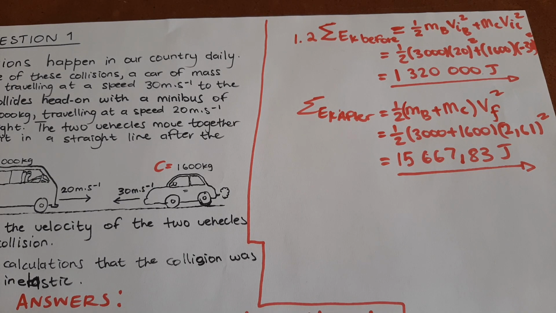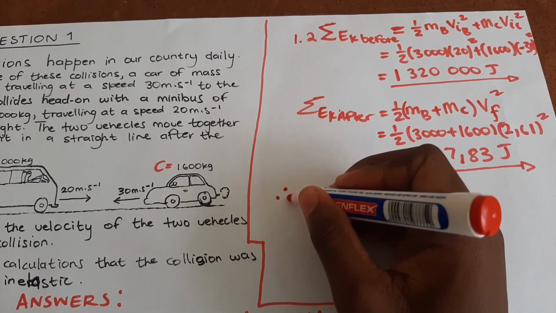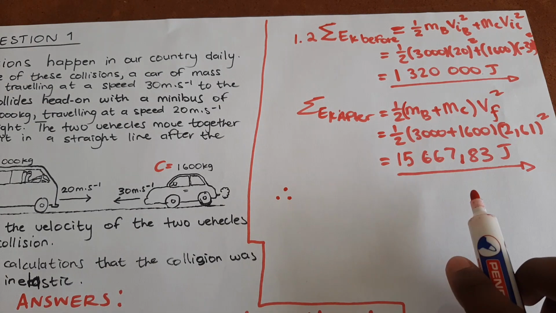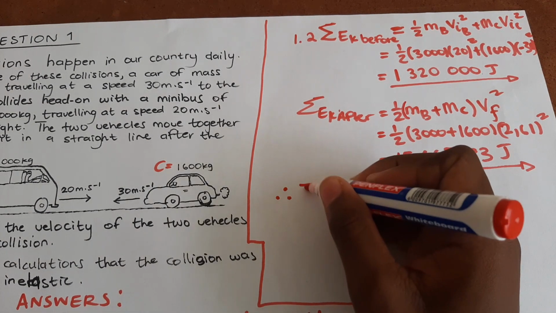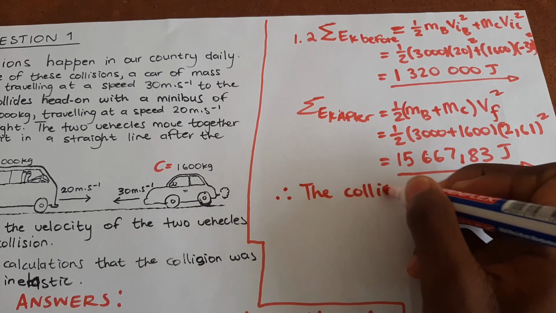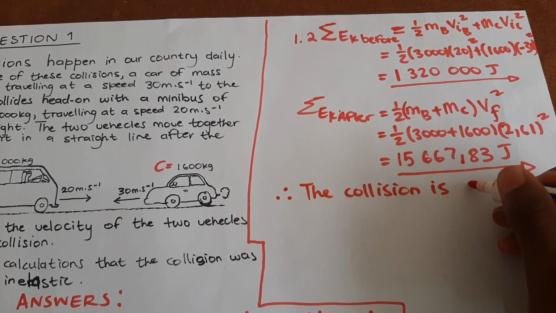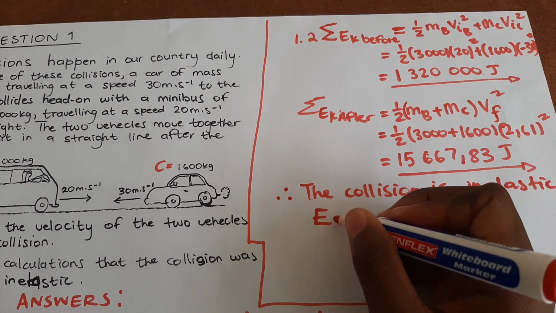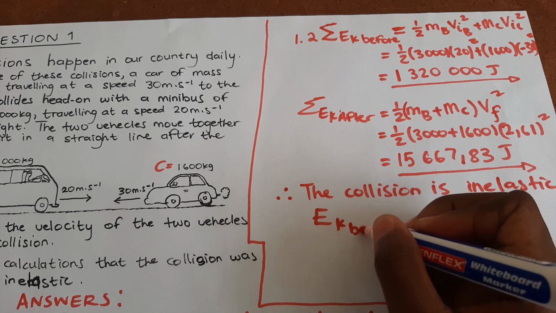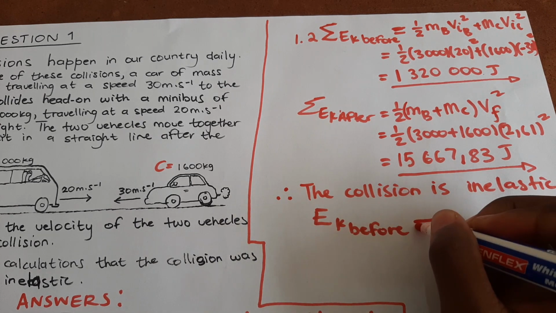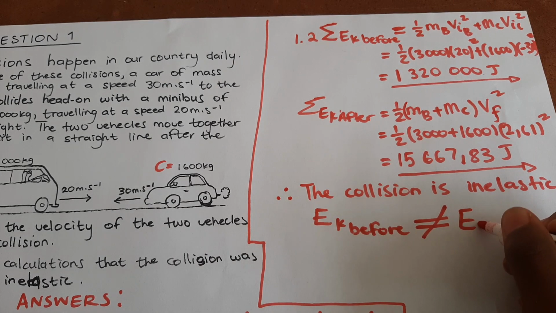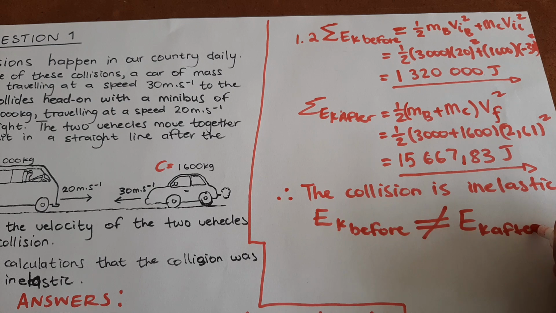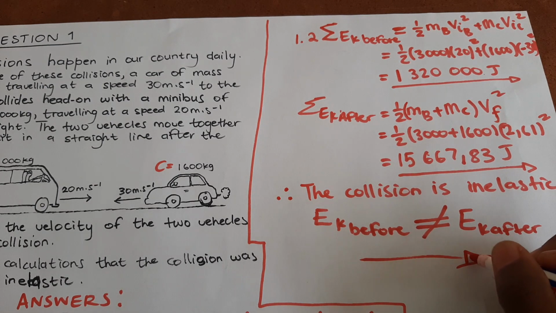meaning that there was a very huge sound resulting from that collision, and other kinds of energies. So mind you, we have to prove the calculations, that it was elastic or inelastic, and therefore say the collision is inelastic, meaning that the kinetic energy initially, which is before, is not equal to the kinetic energy after the collision. That's how it goes. That's it.